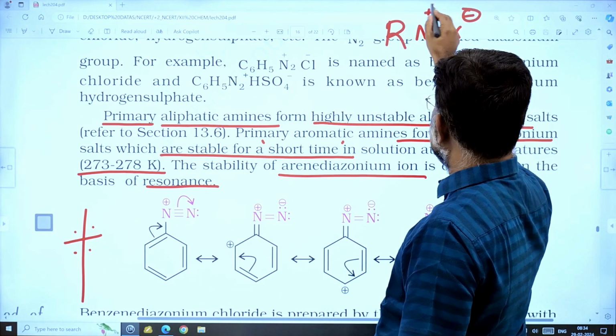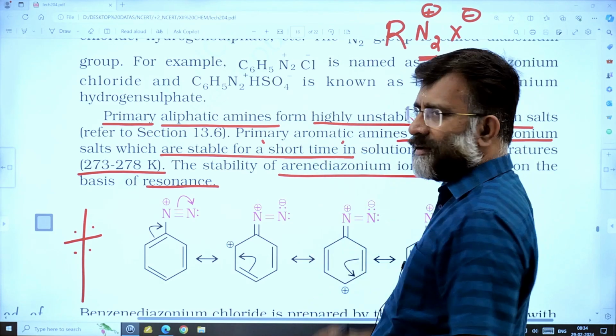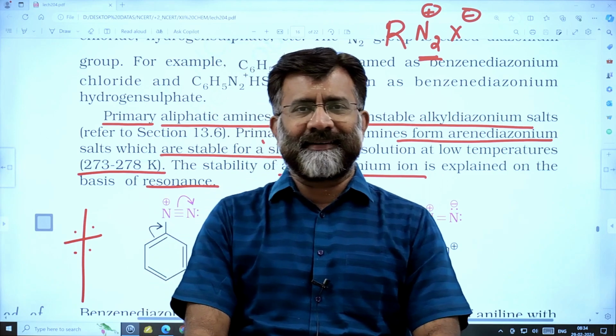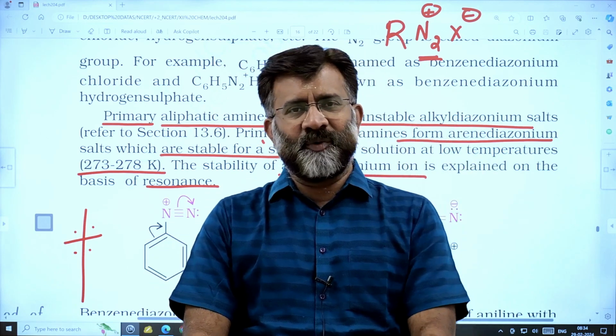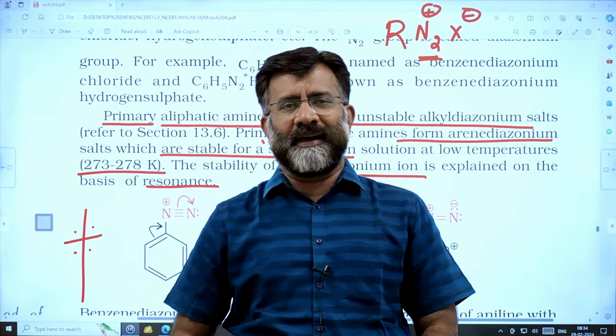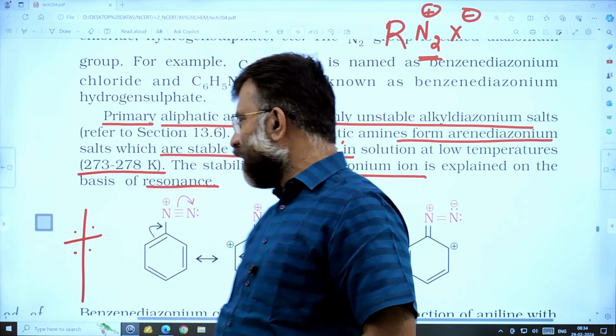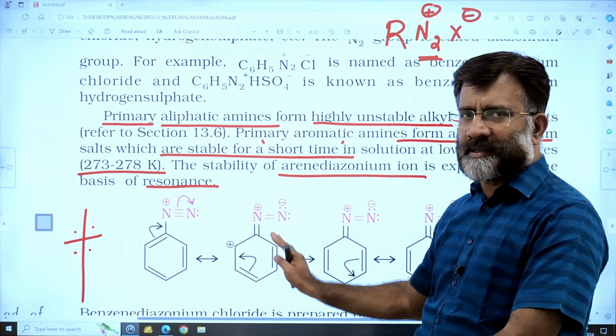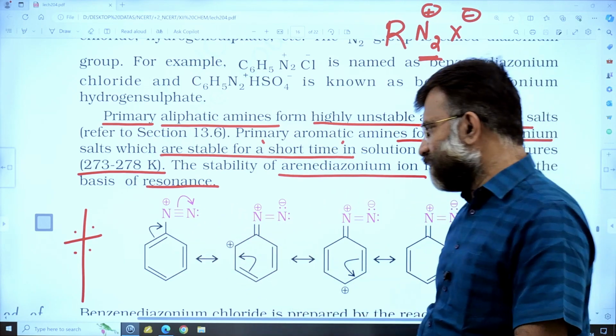RN2+X−. Why is this unstable? Because N2 is highly stable. Why should N2 stay back there? It can easily escape. Once it gets an opportunity, it is immediately escaping as N2 gas. That is the point. While in aromatic compound, it can be stabilized to a certain extent by resonance.